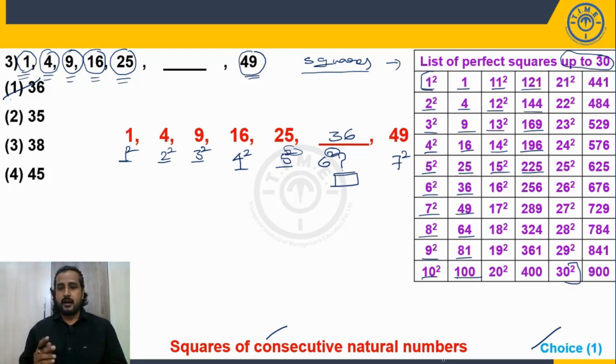So far, I told you to learn two important points by heart. One is the prime numbers from 1 to 100, of which we have a total of 25, and then the squares up to 30.